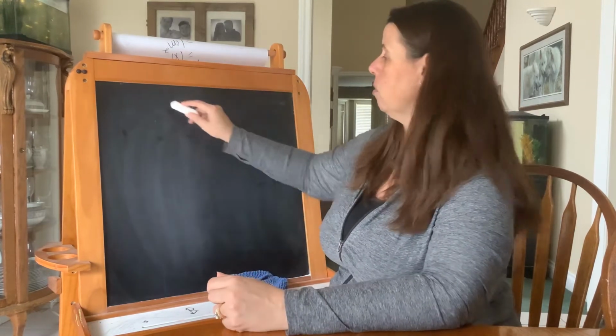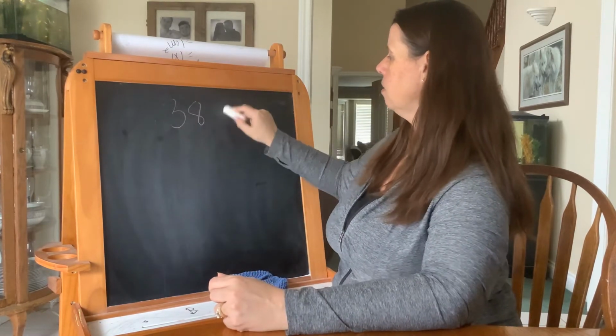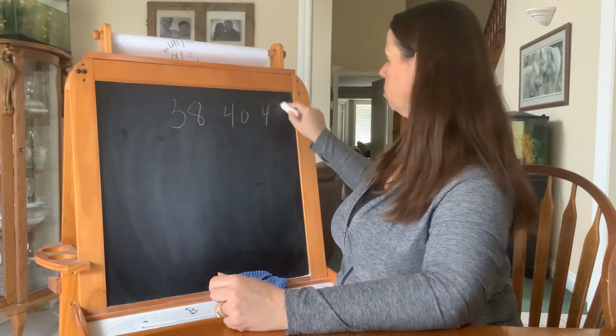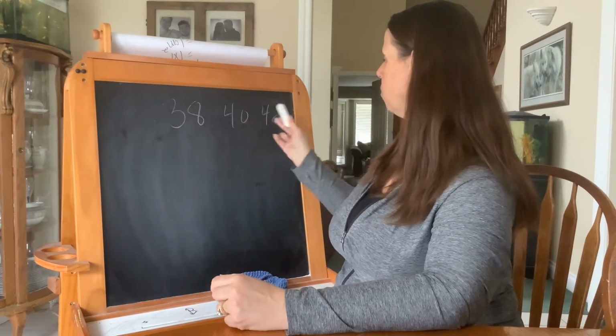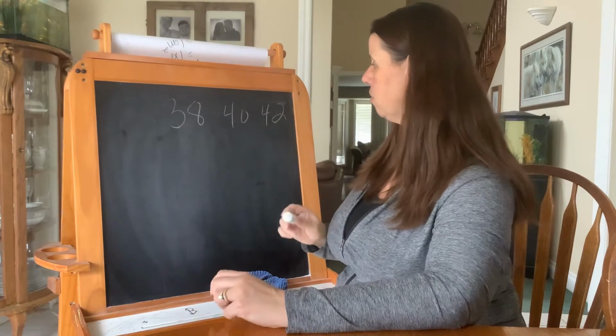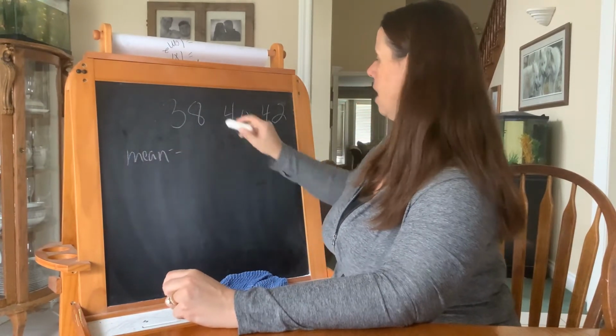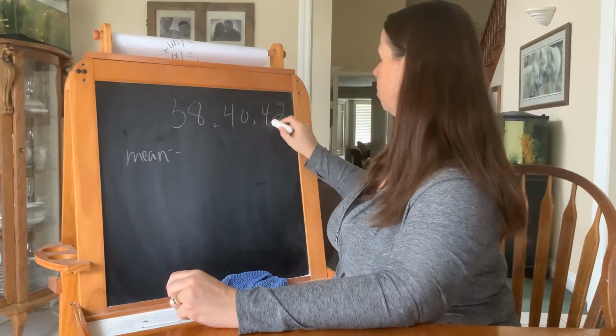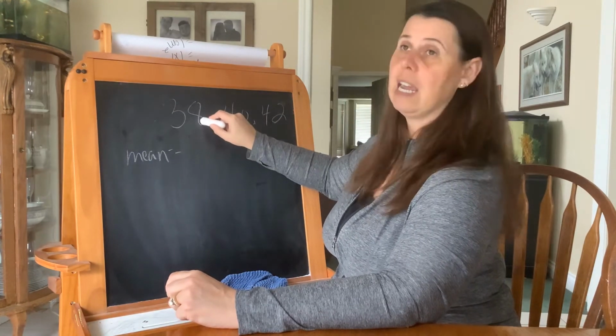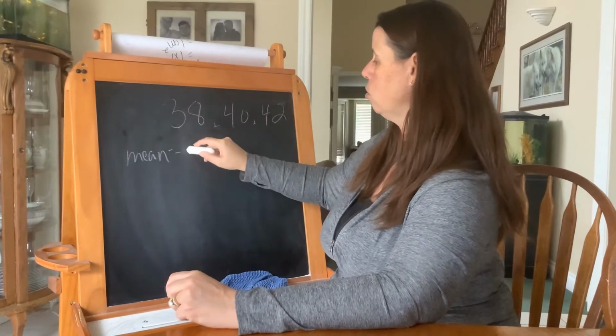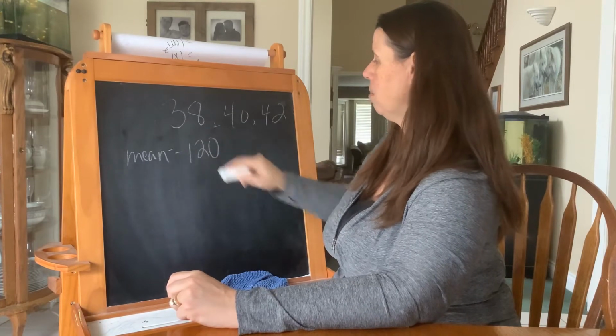I will do the second one with you. 38, 40, 42. Okay? They're all in order, so we're good to find the median. But first is the mean. Mean, add them all up. 40 and 42 is 82, and 38 is 120. So adding them all up, I get 120.